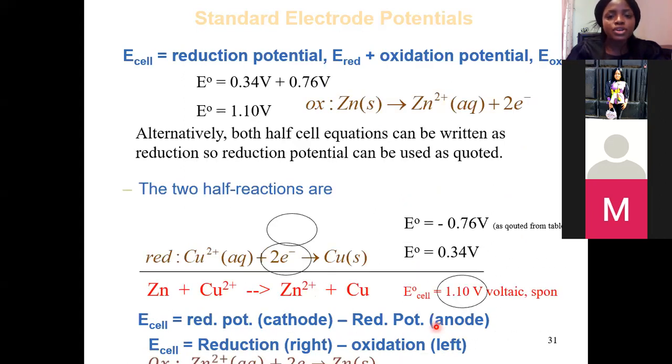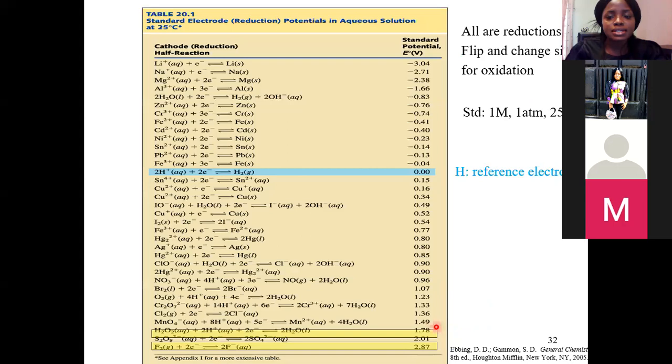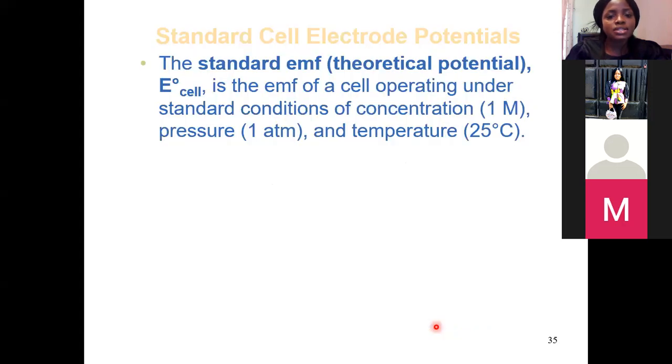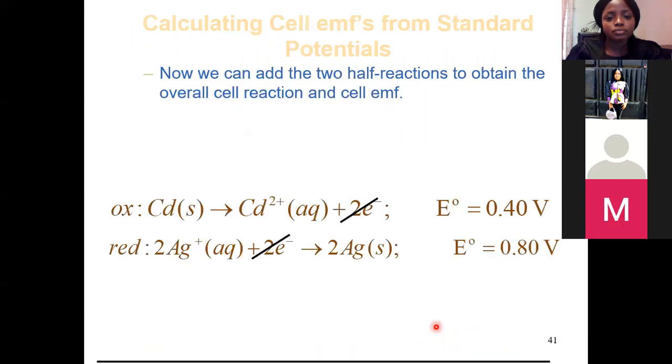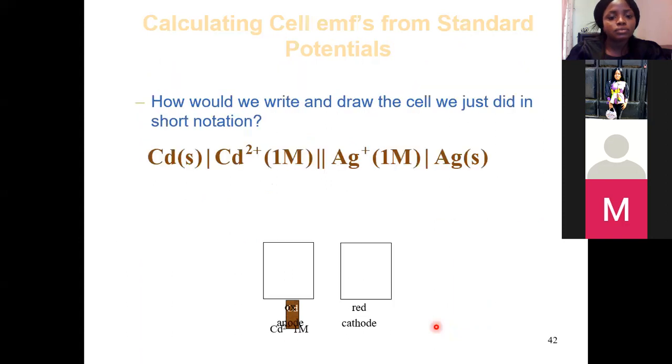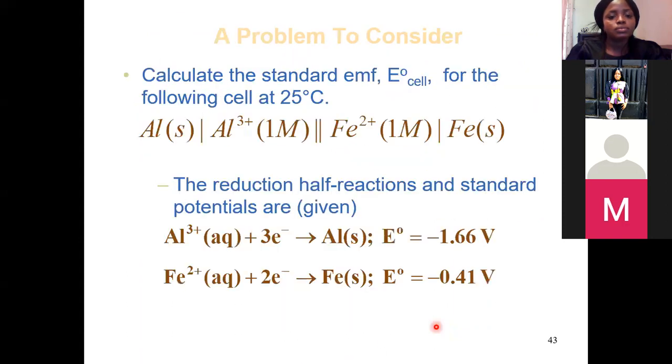So let me go to the current example and the current classwork, and let's solve this together. So here is the equation. The reduction half reactions and standard potentials are given. So you have here, everything has been written the same way. How do we tell which is oxidation and which is reduction? Can anyone tell me which is oxidation?